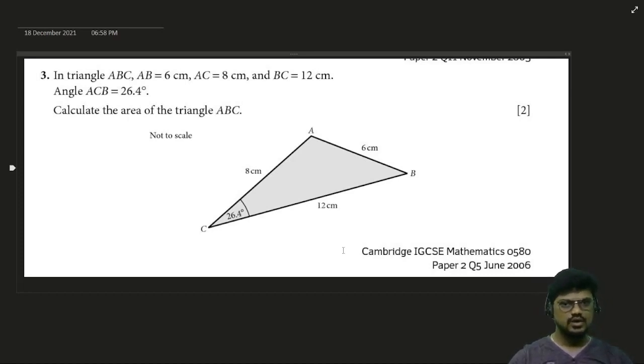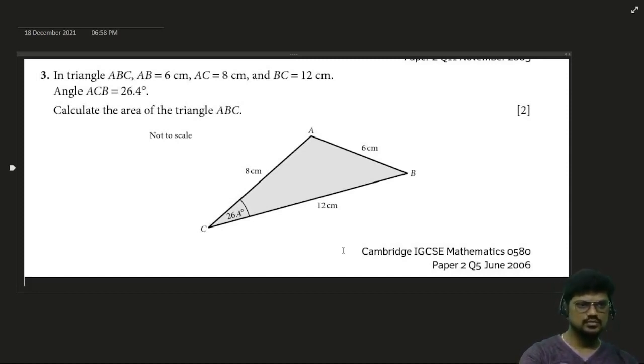How do you do it? You use half AB sine C. Cosine rule or sine rule? I think it will be half AB sine C. Okay, half into what into what into sine of what? Tell me. Half, 12 times 8 times sine 26.4. Perfect. Palak, you know it?